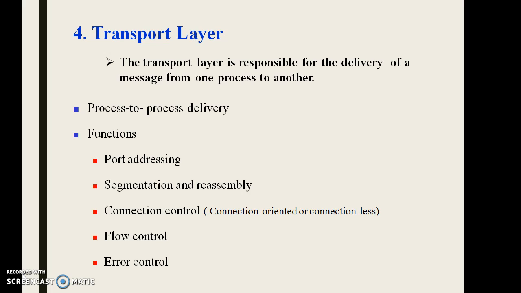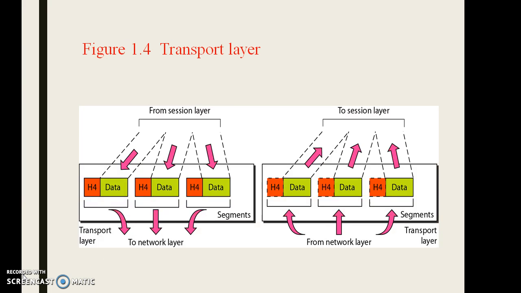Flow control. This layer takes care of process to process flow control. Error control. Similarly, error control is also performed here from process to process, as shown in the figure.